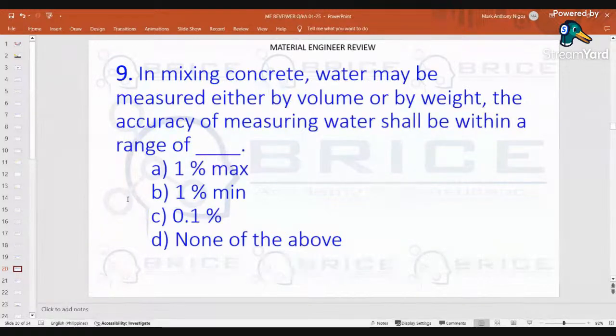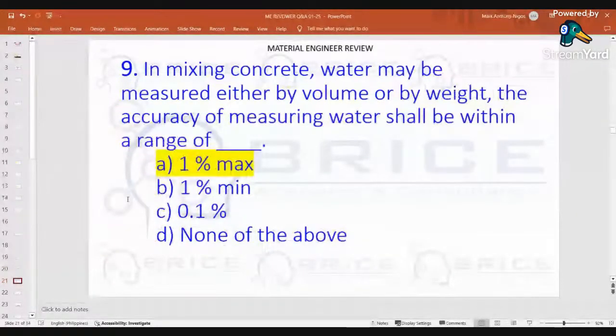A, 1% maximum, B, 1% minimum, C, 0.1, D, none of the above. Answer is 1% maximum. In mixing concrete, water may be measured either by volume or by weight. The accuracy of measuring water shall be within a range of 1% maximum.